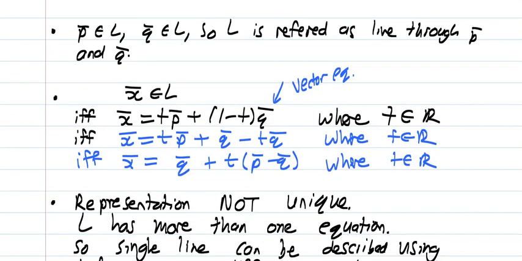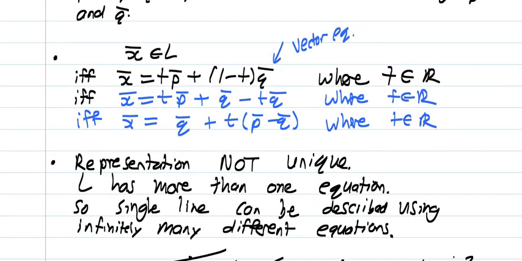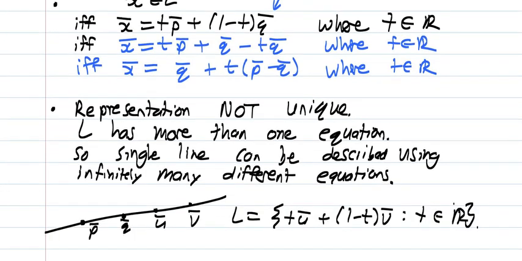Now, very important, the representation is not unique. I want to emphasize this. A line has more than one equation. So a single line can be described using infinitely many different equations. All right, so here's an example. Take a line L that passes through points P, Q, U, and V.